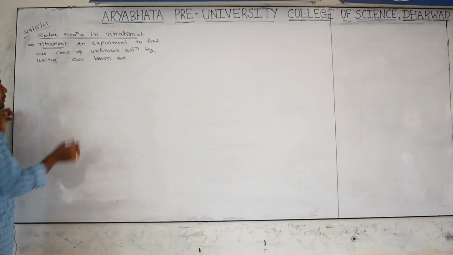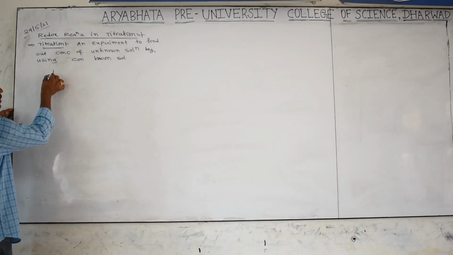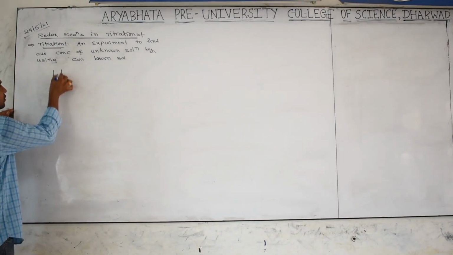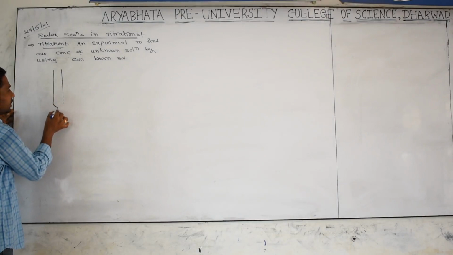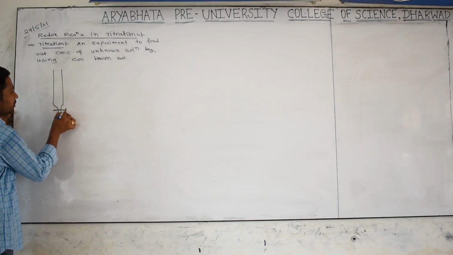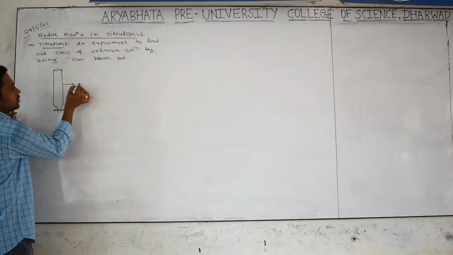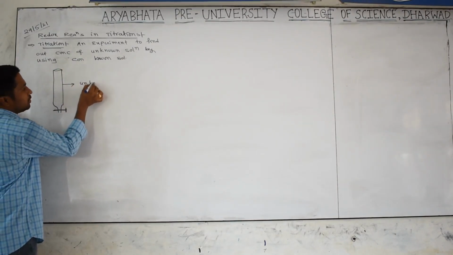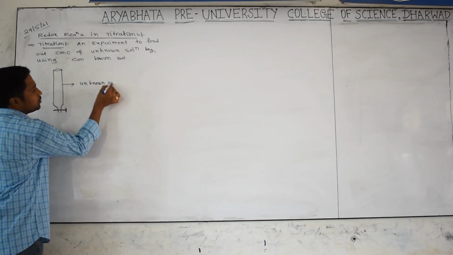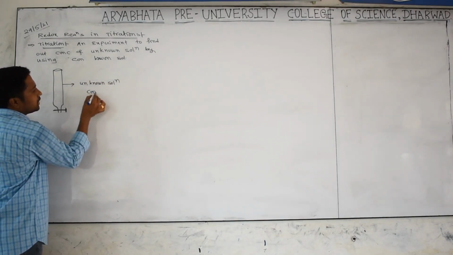How is this done? Already you have some idea. First of all, you have to take a burette. Yes or no? In the burette, generally which solution are we filling? So unknown solution we are preparing. Unknown solution means what is the meaning? Concentration we don't know.